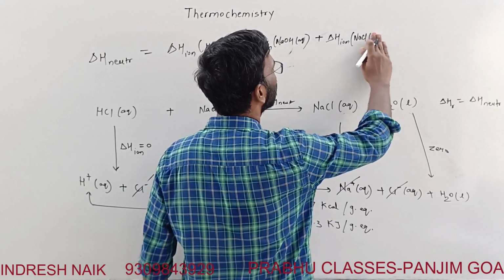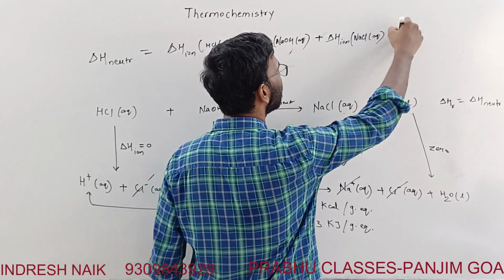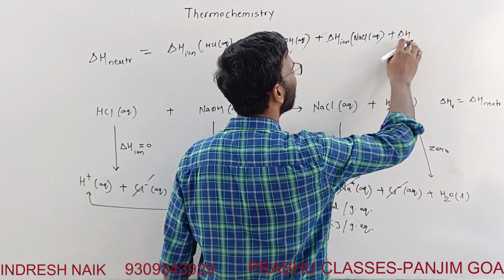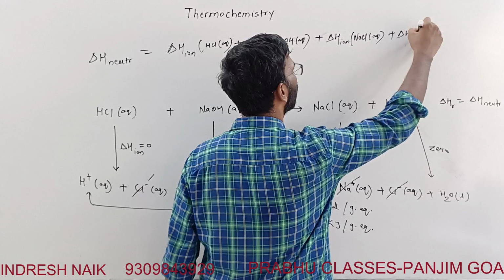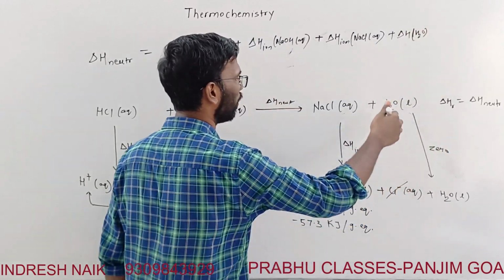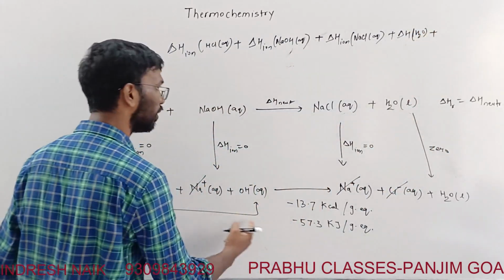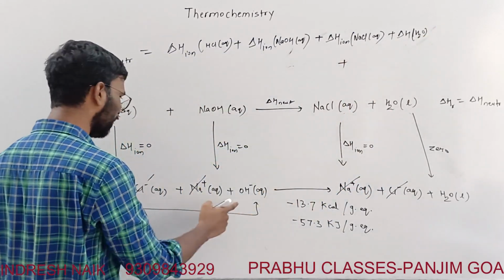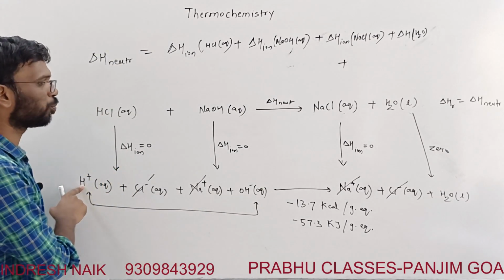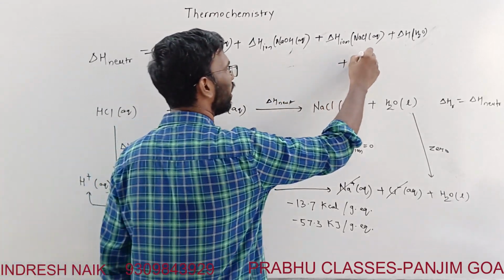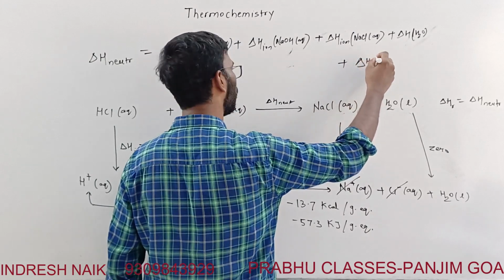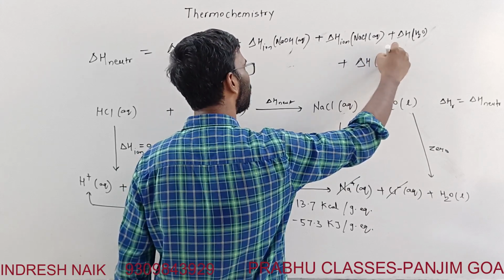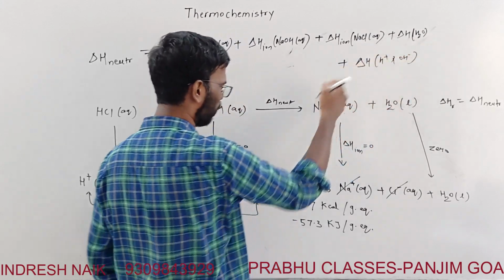Plus enthalpy of water. I'll just write enthalpy of water. That is not changing anyway, right? Plus this value. Write it here, plus enthalpy of combination of the H plus and OH minus. I am writing this, H plus and OH minus.